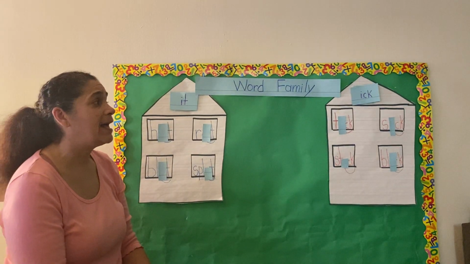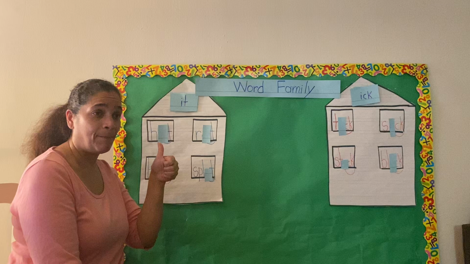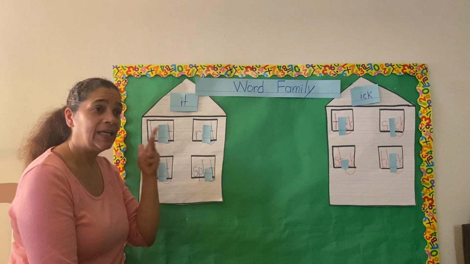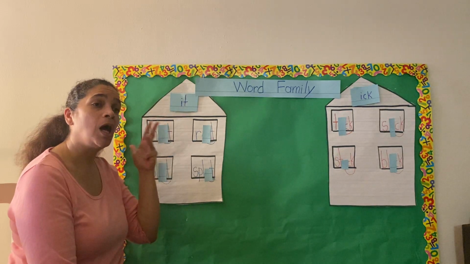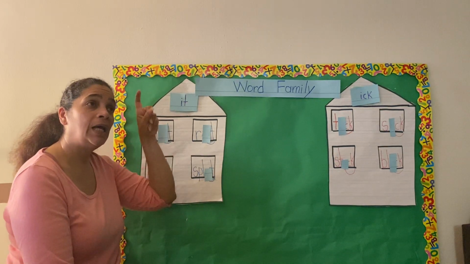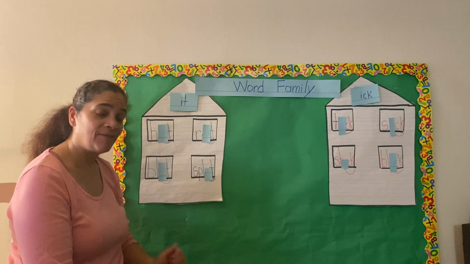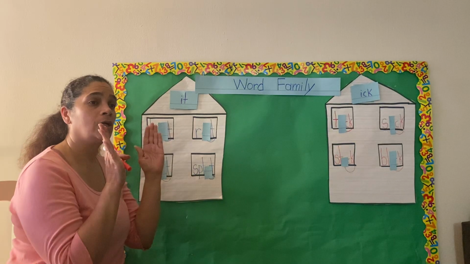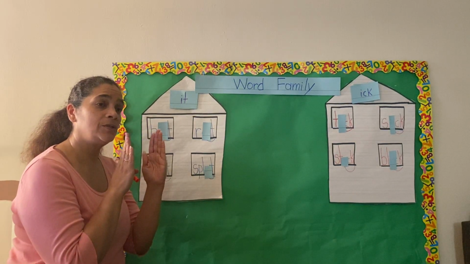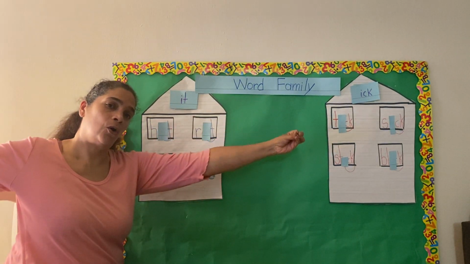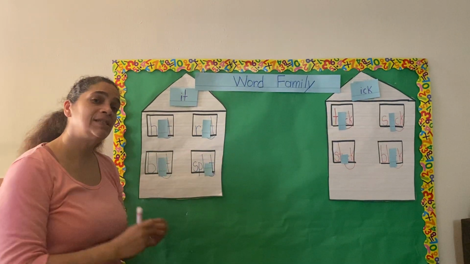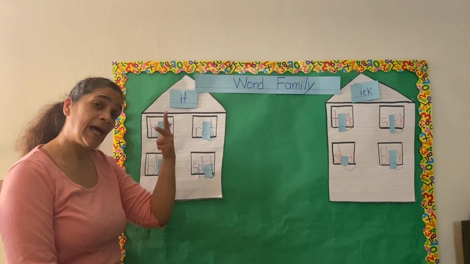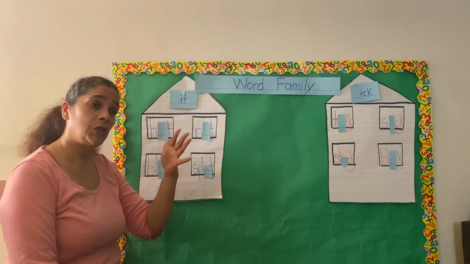So we have A, apple, E, egg, I, igloo, O, octopus, U, up. Those are the 5 basic vowels. We also know that those vowels are short sounding vowels and long vowels. The long sounding vowels just say their name: A, E, I, O, U.